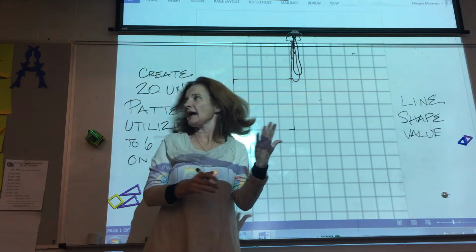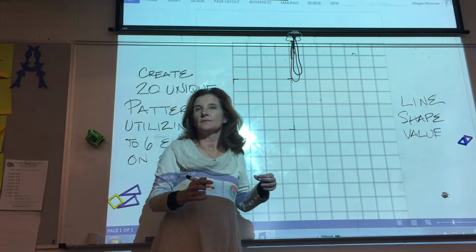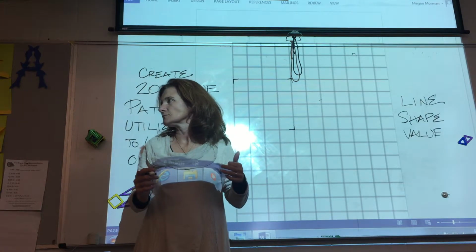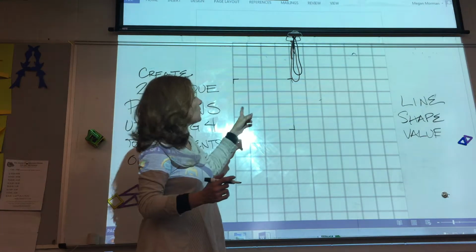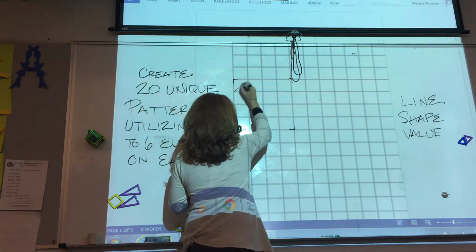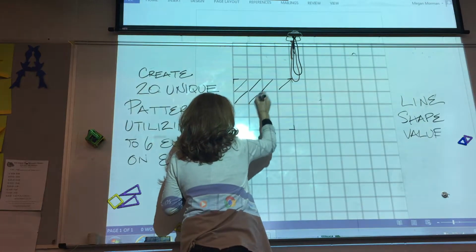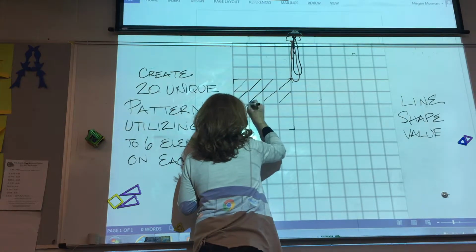So the first one's line. You can take whatever you need. So we're going to start off with line. And basically what I'm going to do is a line in each one of these boxes. Yours are 6 by 6. I'm doing 4 by 4 just in the interest of time right now.